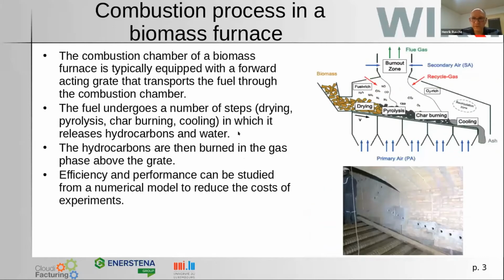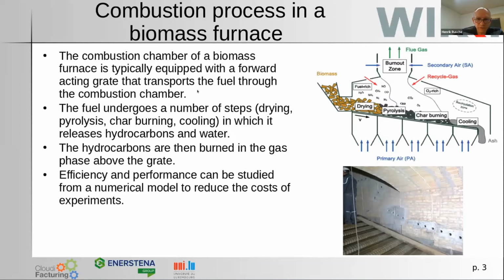Okay, so let's move on quickly. So the combustion process in a biomass furnace, it's basically shown here on the side picture. And what you see here is the biomass coming in, and it is moved through the furnace on a grate, on a forward-acting grate. And the wood chips, if you think of that, or the biomass, it's going through different processes. They will be dried, there is pyrolysis, there is some char burning, and the primary air release is actually in the air phase.